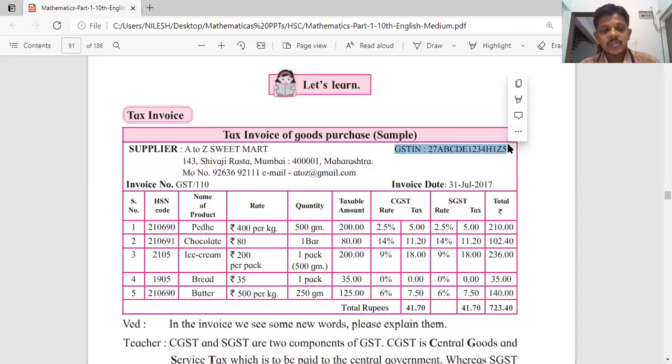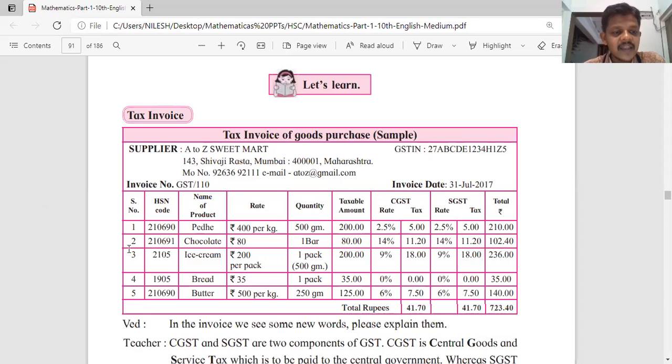So whatever bill is done by this tax number, it will get reflected into the database, into the computer of the income tax department. So they understand that this number is of whom? It is of A to Z Sweet Mart. A to Z Sweet Mart has done a sale of rupees 723 total, in which he has collected taxes of 41.70 and 41.70. So this invoice number, what number is the bill? 110 numbers bill, invoice date.